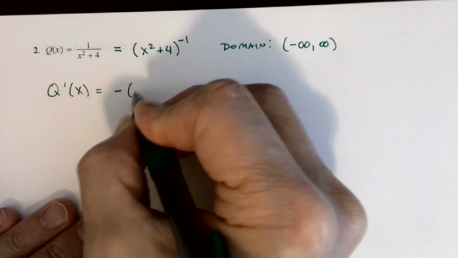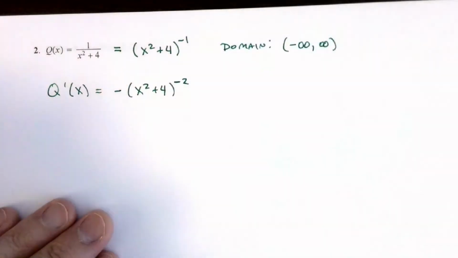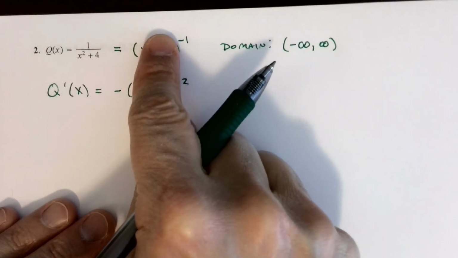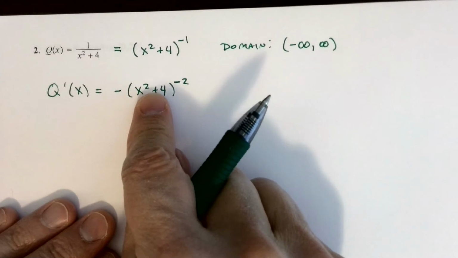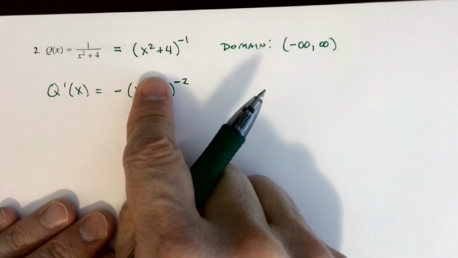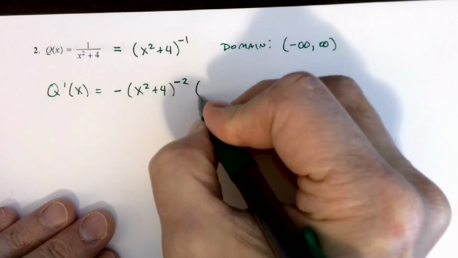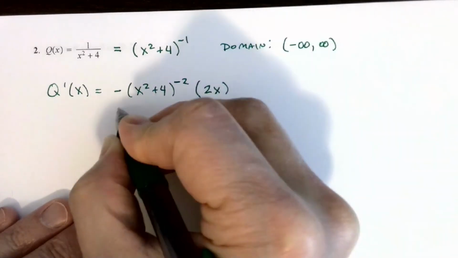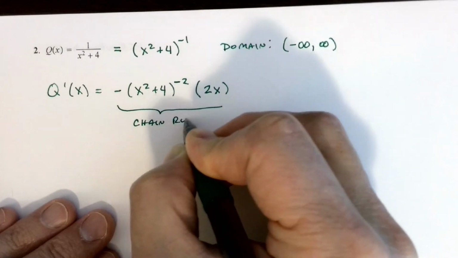It's negative x squared plus 4 to the negative 2. That's the derivative of the outer function evaluated at the inner. So what rule do I need to do here? I'm not done. Chain rule. Some of you are forgetting the chain rule, so be real careful. Times what? The derivative of what's inside, which is 2x. So this is the chain rule. Make sure you're clear on that.